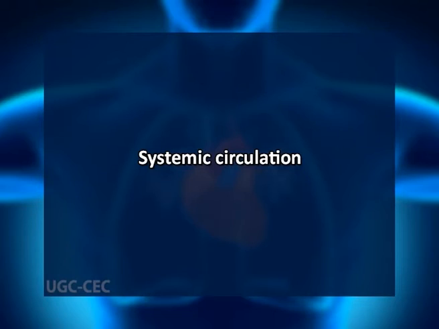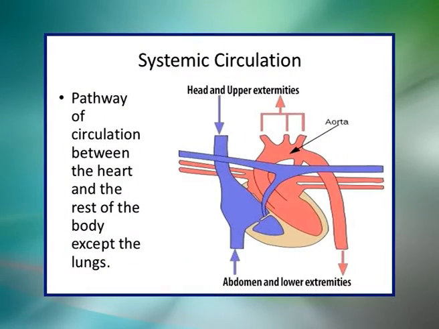Systemic circulation. The systemic circulation is the circulation of the blood to all parts of the body except the lungs. Systemic circulation is the portion of the cardiovascular system which transports oxygenated blood away from the heart through the aorta from the left ventricle to the rest of the body and returns oxygen-depleted blood back to the heart.